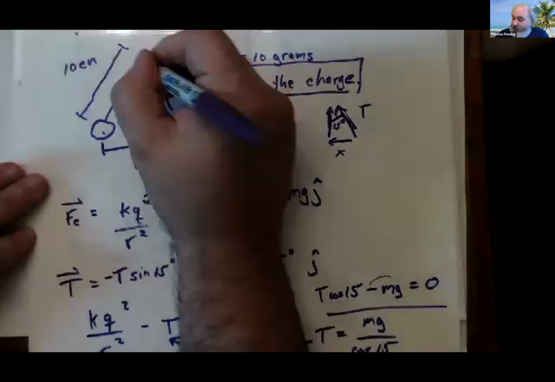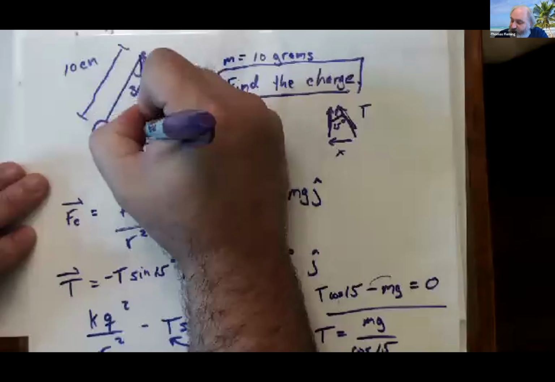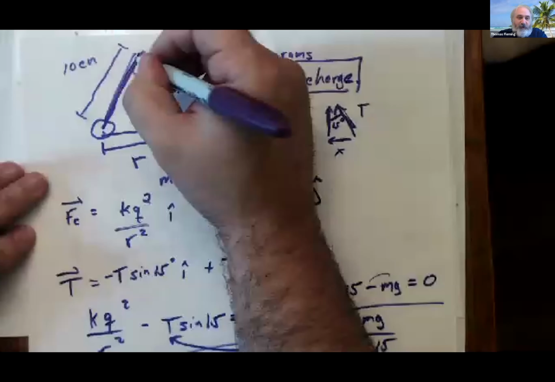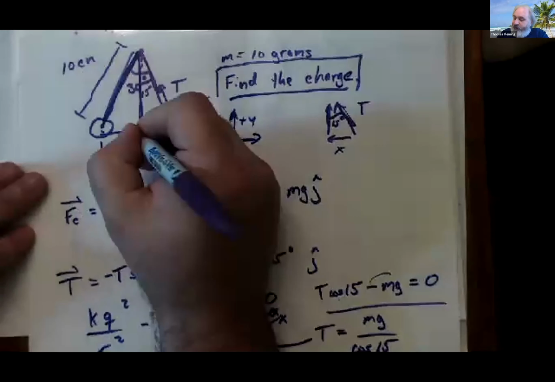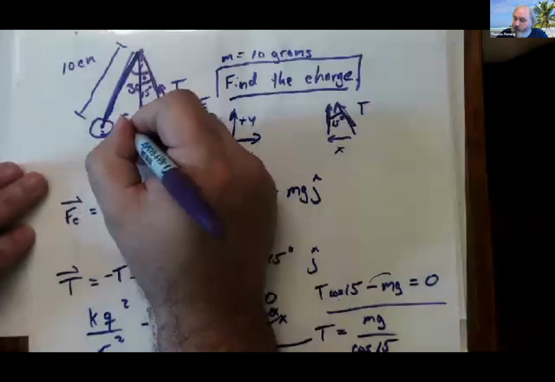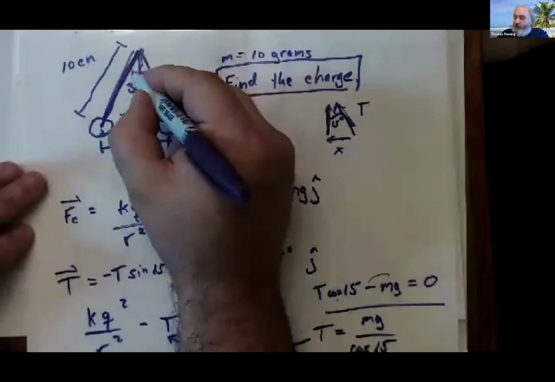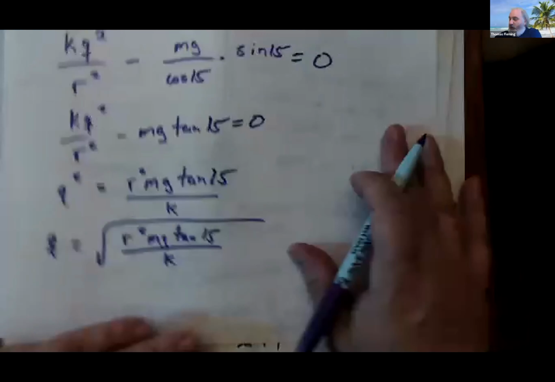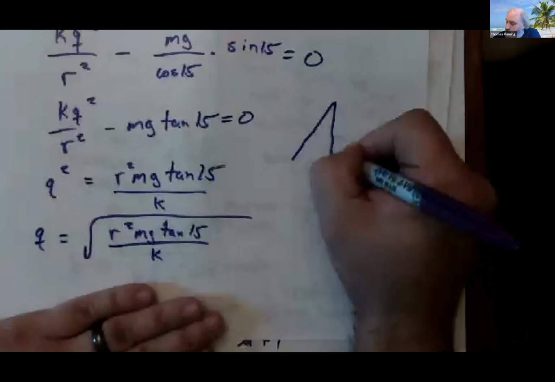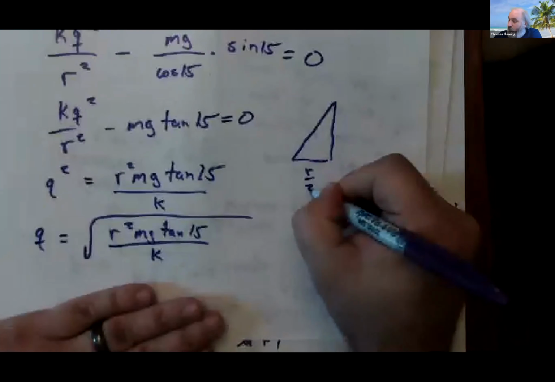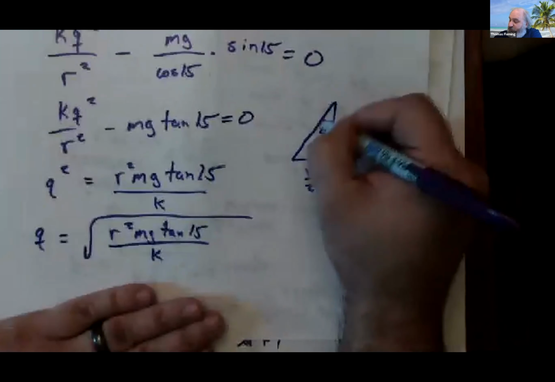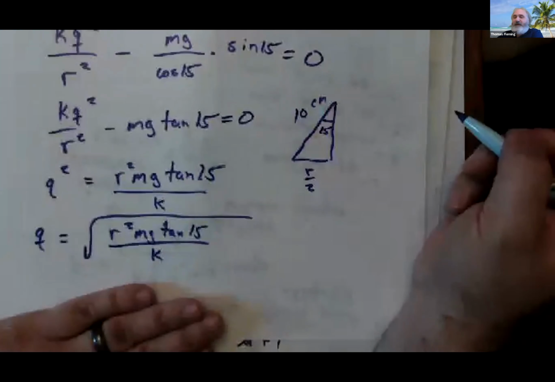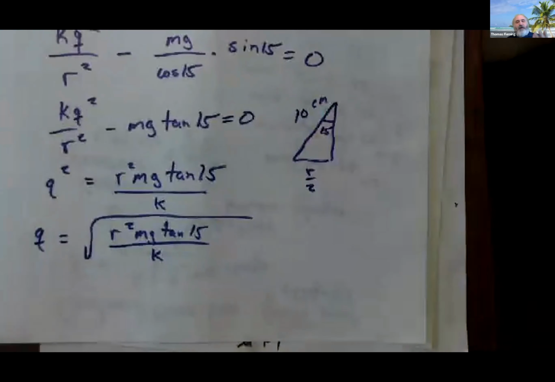And what I realize is that right here, this is a triangle. I know that this side of the triangle is 10 centimeters. And this over here is not r, but half of r. And that angle up there is 15 degrees. So if I go off to the side, I've got a triangle where this is half of r, that's 15 degrees, and this distance here is 10 centimeters. At that point, I've got two sides and an angle.